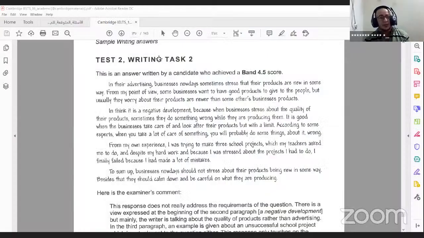Reason why this candidate achieved only 4.5. Here, as you can see in this share, this is an answer written by a candidate who achieved a band 4.5 score. In the advertising, businesses nowadays sometimes stress that their products are new in some way.